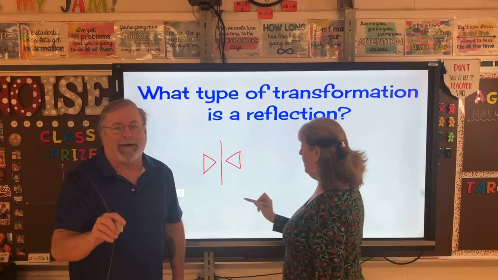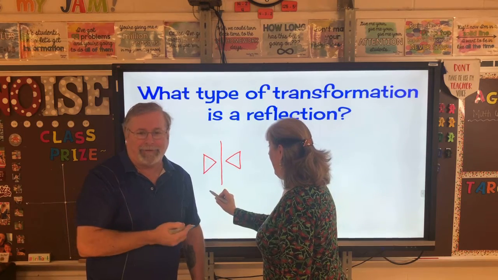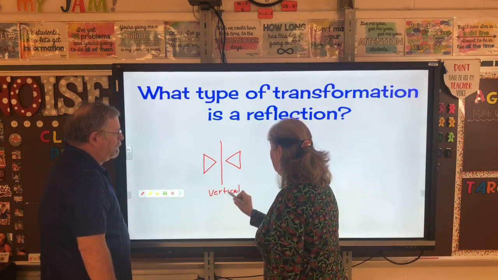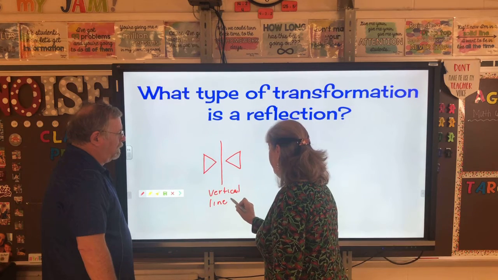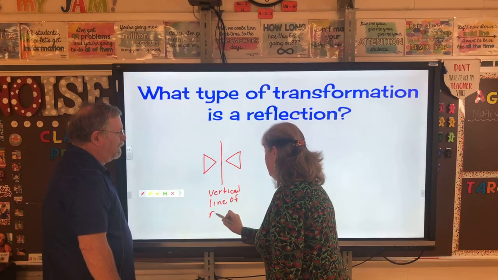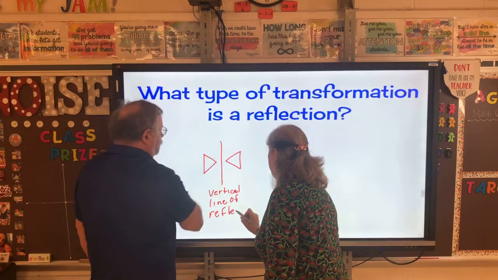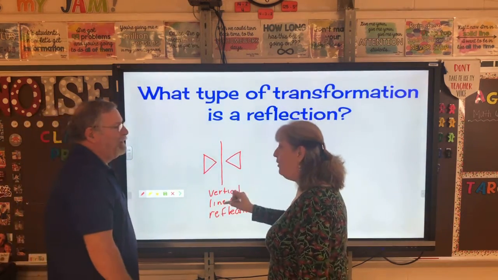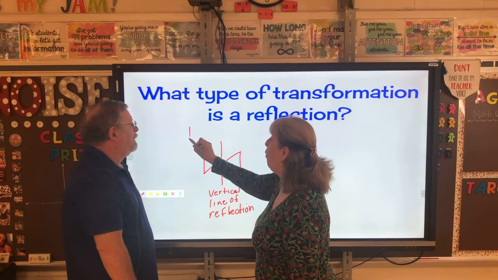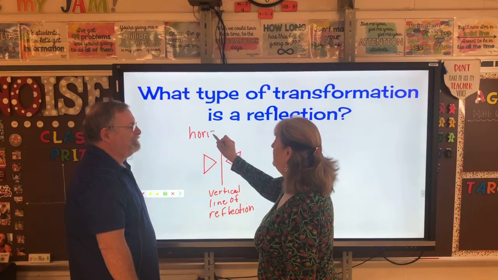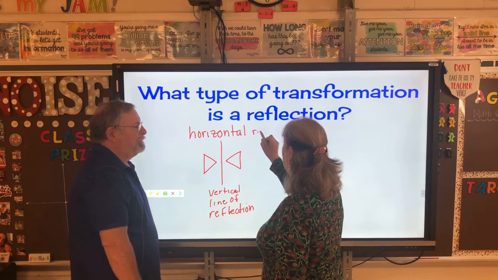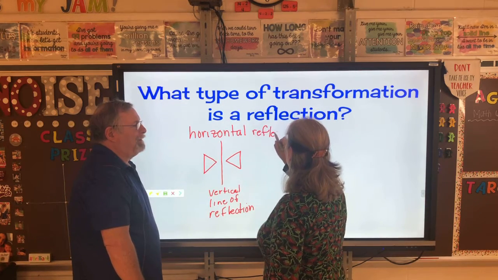I just realized why I'm so terrible at reflections. I can't draw. And this is a vertical line of reflection. Hold on, Mr. Lamb. Sorry. It's a vertical line of reflection, so it's a horizontal. Is that what you're going to do? No. It's a horizontal reflection over a vertical line.